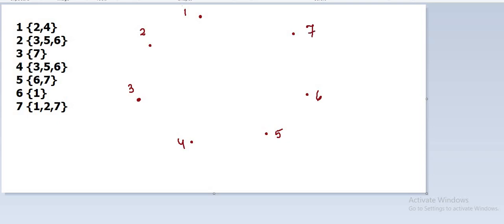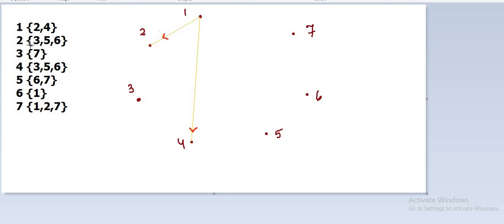Now, it is saying that from 1 the edges go to 2 and 4. So from 1 it is going to 2 in this direction, and then from 1 to 4, which is again in this direction. You can make this graph by yourself and then verify.